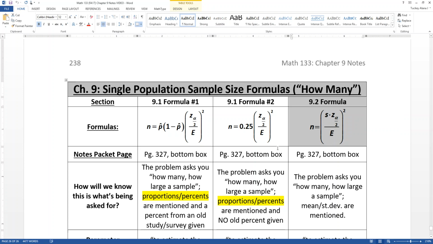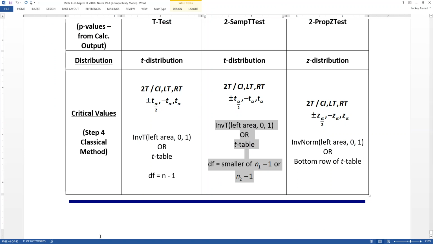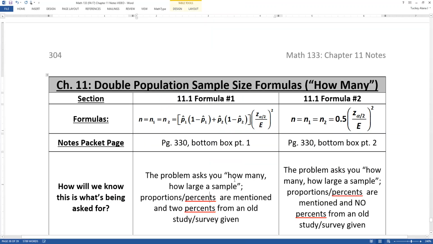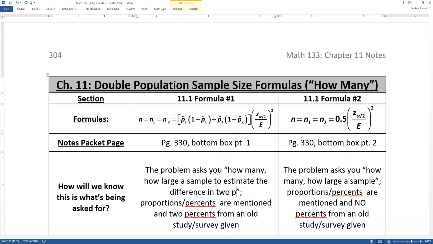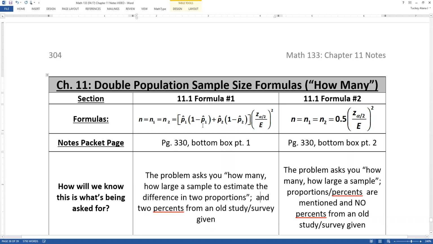Right, so if that was Chapter 9, in Chapter 11 it's the same idea, except you're trying to estimate how large a sample you need to estimate the difference in two proportions. Example, to estimate the difference in two proportions. And of course, proportions and percents are going to be mentioned. And you're going to see two old percentages from some previous study given to you if you're going to use this formula here on the left. You'll need a P1 hat and a P2 hat from some old study given to you.